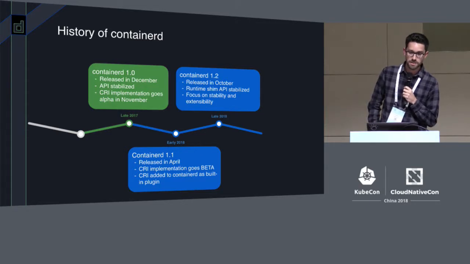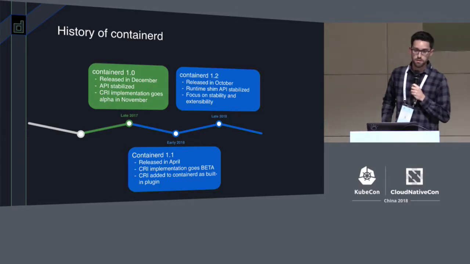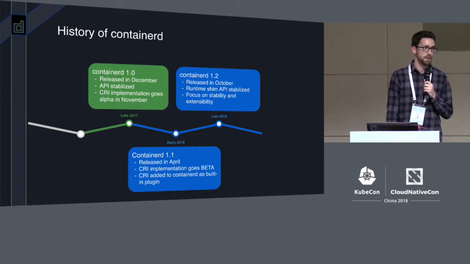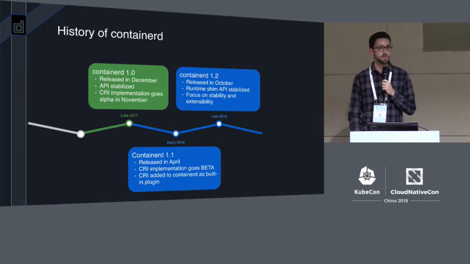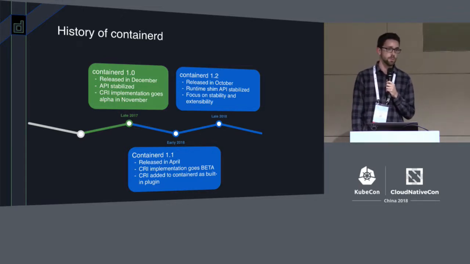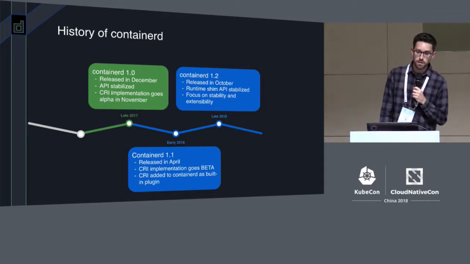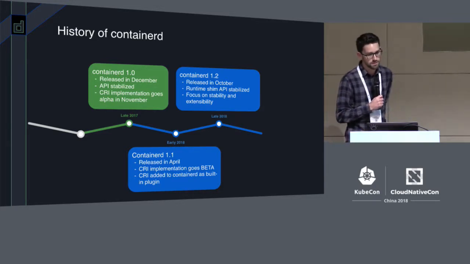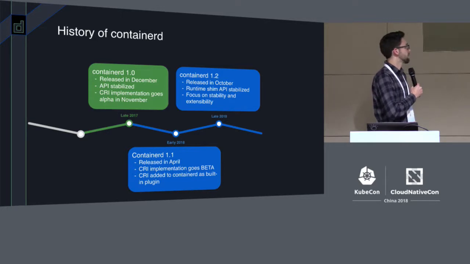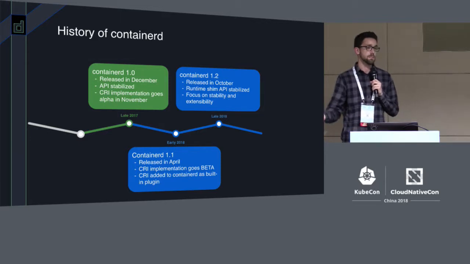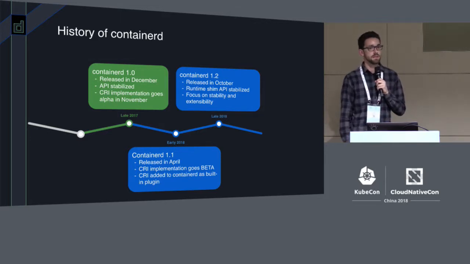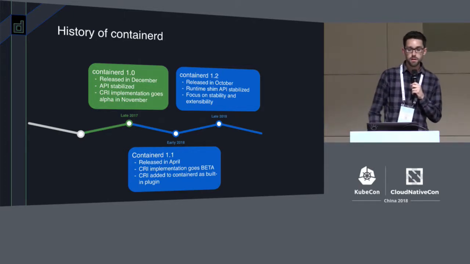By later 2017, Containerd 1.0 was released. The main feature for 1.0 was API stability. So that would allow for anyone to start integrating their projects on top of Containerd without worrying about Containerd breaking underneath them. CRI also went alpha at that time. In 2018, CRI reached beta. And at that point, we decided to bring CRI in as a built-in plugin inside of Containerd. And the 1.1 release of Containerd had CRI built in.